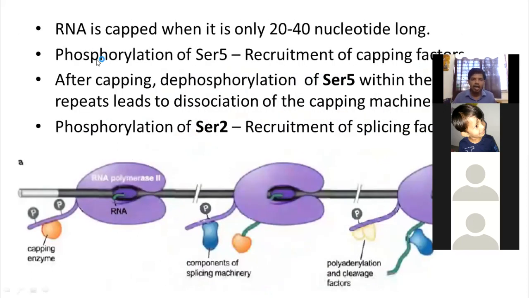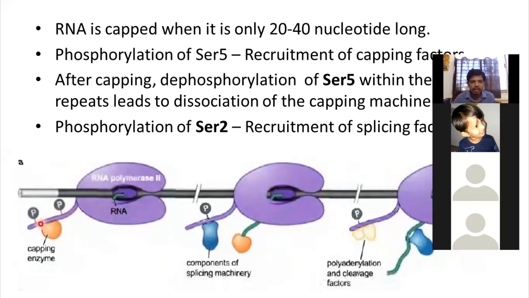Now, last time we learned the structure: this is the RNA polymerase and this is the DNA. This is the C-terminal domain, or CTD. RNA is capped when it is only 20 to 40 nucleotides long. This RNA chain is very short at that time, and the capping process will occur. Before starting the splicing mechanism, first of all the capping enzyme is responsible. See carefully that this RNA polymerase has a C-terminal domain, or tail-like structure, also called the CTD tail.